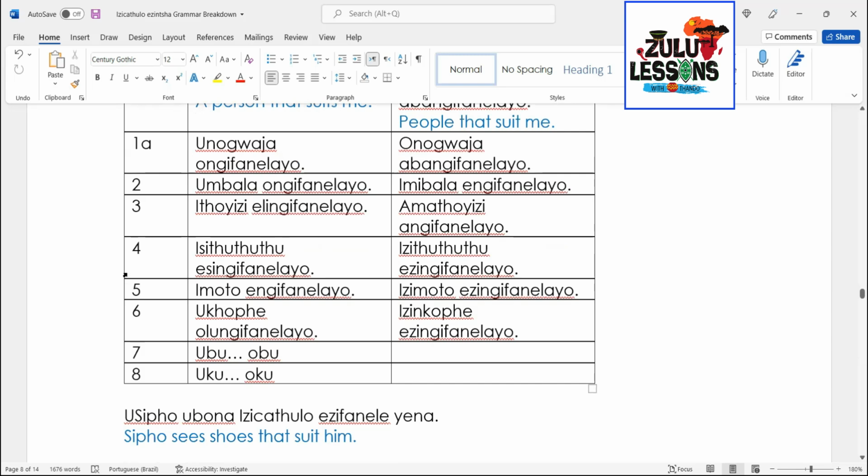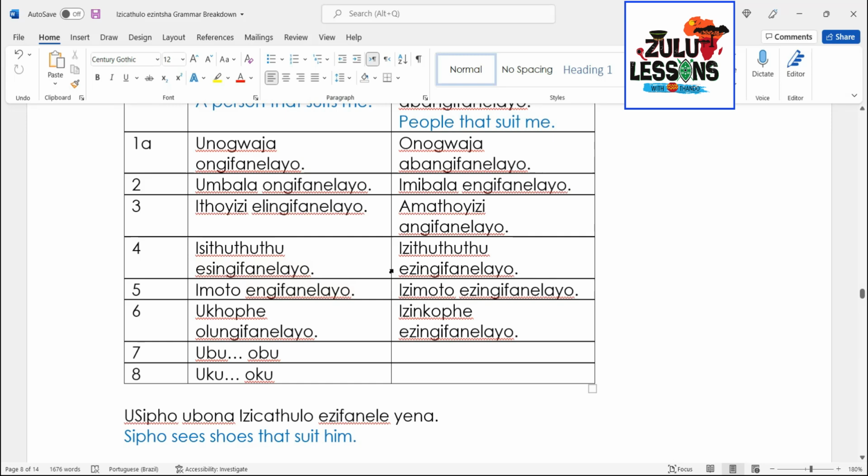For class 4, isithuthuthu, which is a motorbike or a motorcycle. Isithuthuthu esingifanelayo. Esingifanelayo, so a motorbike or motorcycle that suits me. Look at the prefix. Esi. That's the prefix for your adjective and or your adverb for a class 4 singular noun.